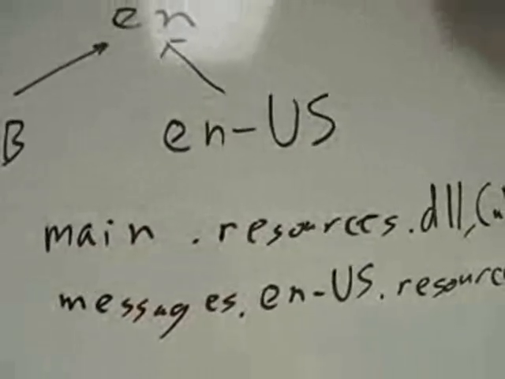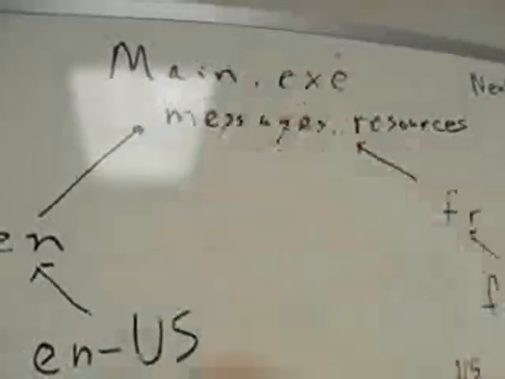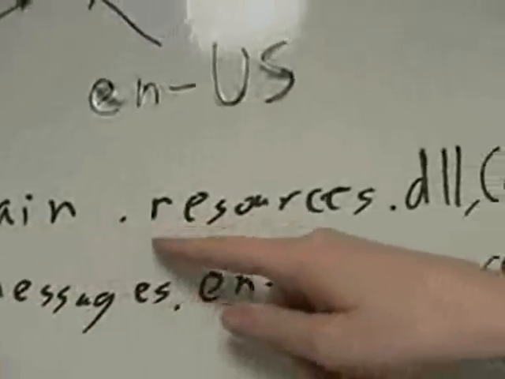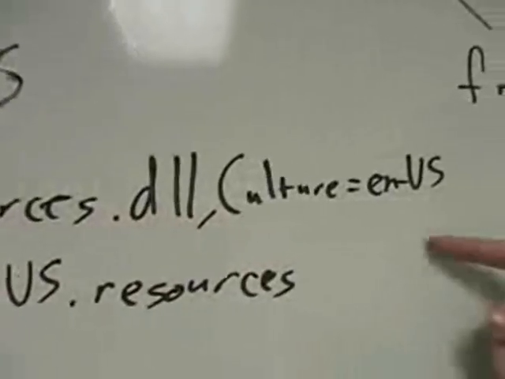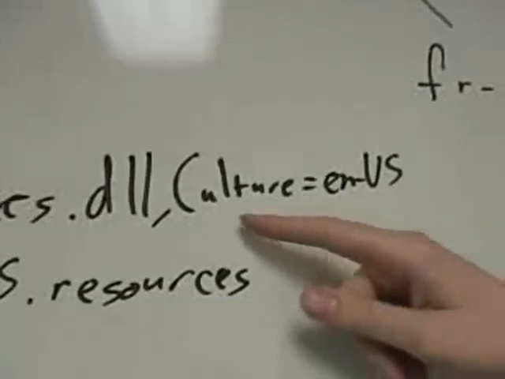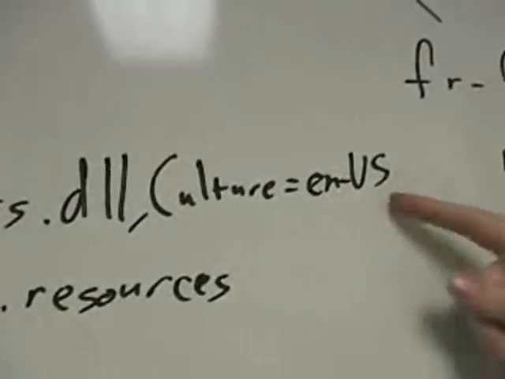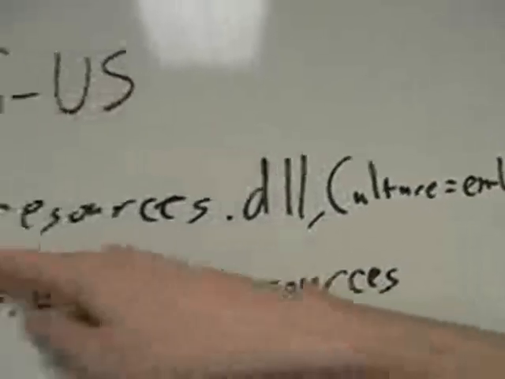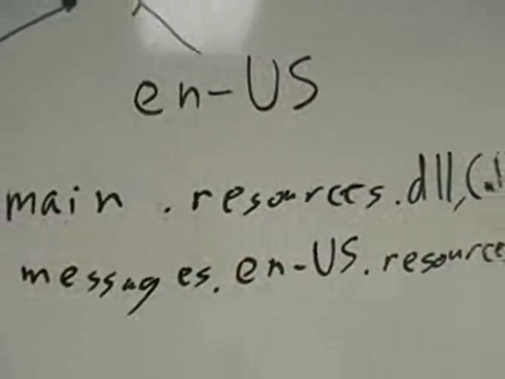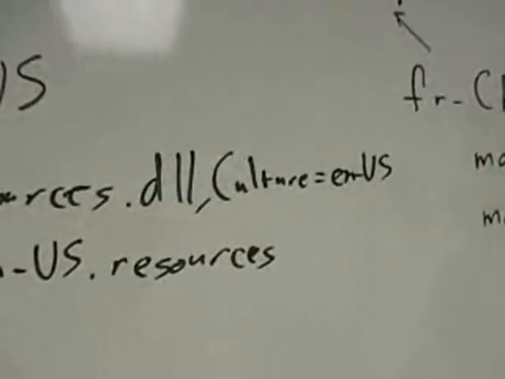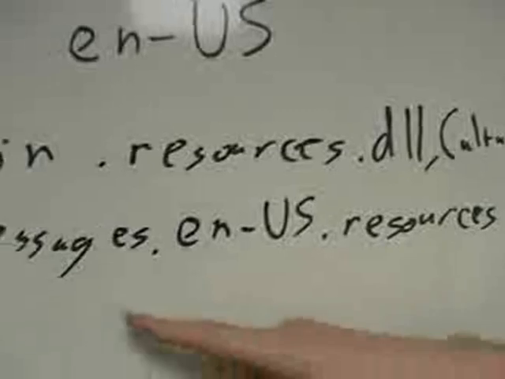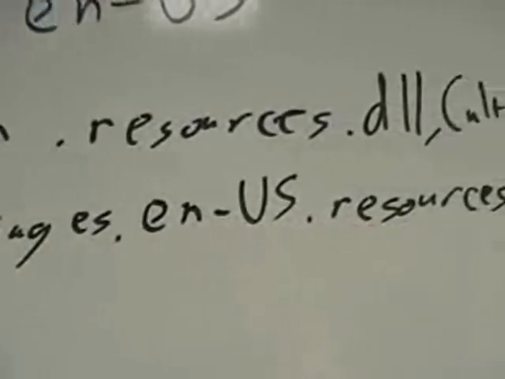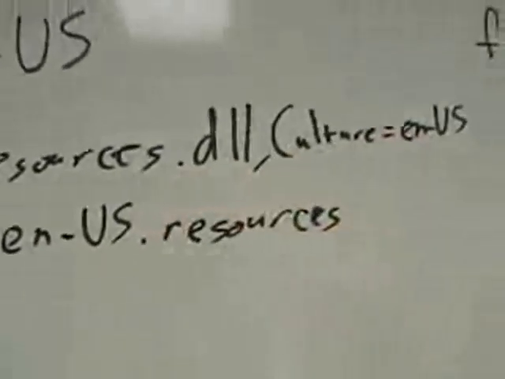Your main.exe here, you need to use the same simple name for your assembly for the satellite assembly. So you have a satellite assembly named main.resources.dll. And inside the assembly manifest, it also needs to explicitly say that the culture is en-US. All satellite assemblies have the exact same name here, but the culture is different. So that's a very key point that you need to know. Within this satellite assembly, there is a file called messages.en-US.resources. This contains your US English version of these resources.